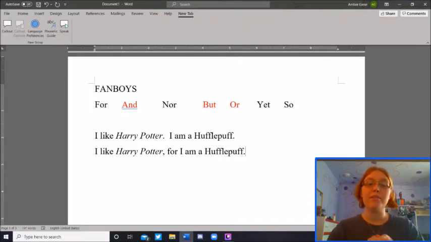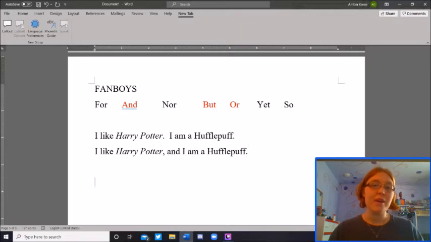I like Harry Potter, for I am a Hufflepuff. It's actually grammatically correct. If you want to try these extra words and just be fancy with it, you totally can. If you want to do something else, I like Harry Potter and I am a Hufflepuff. Whichever one works for you.